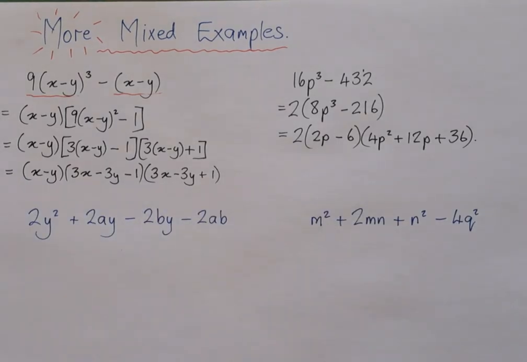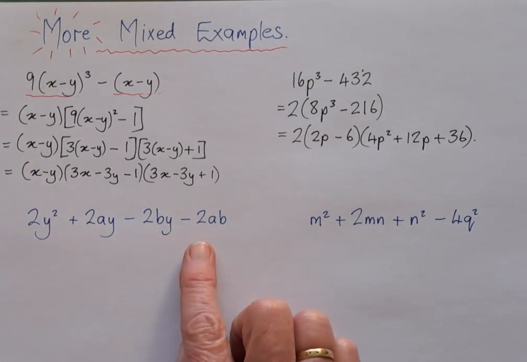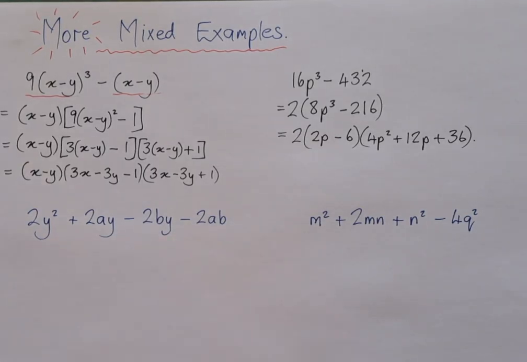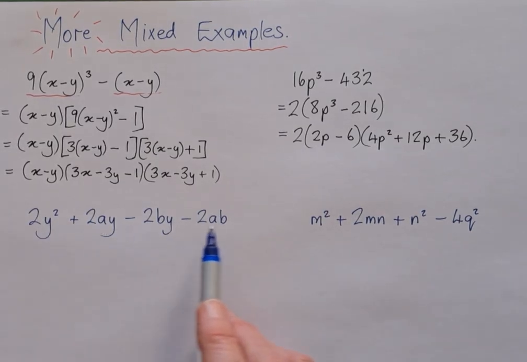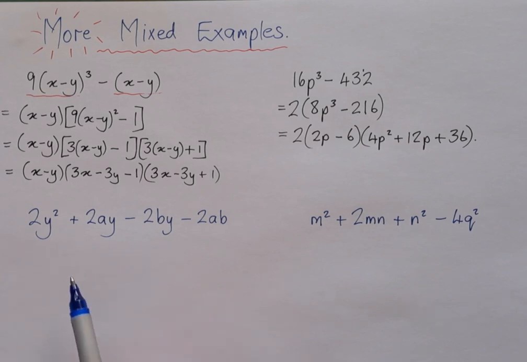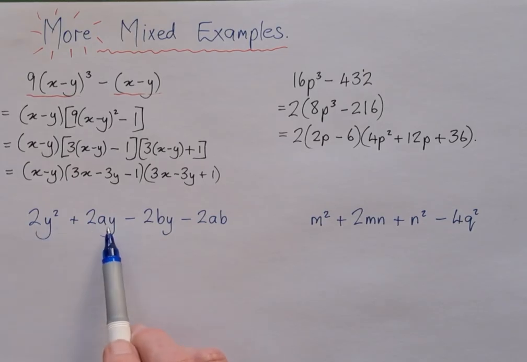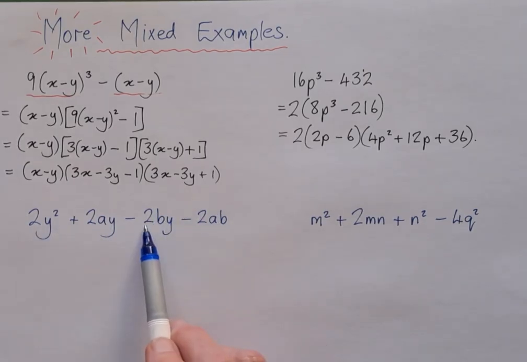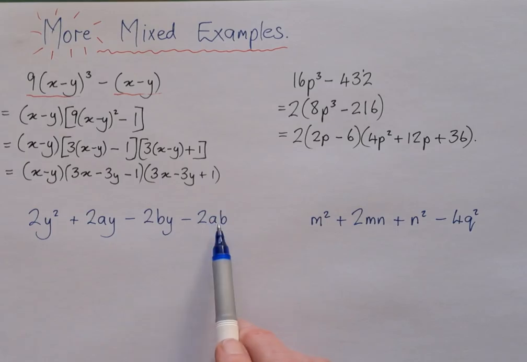So let's have a look at something now that's got 4 terms, and if you remember from previous episodes, as soon as we see 4 terms or 6 terms, the possibility is that we're going to be dealing with grouping. So again, let's analyze. Yes, it looks like grouping because there's 4 or 6 terms. If I look at these 2 terms here, I can take out a common 2y. If I look at those 2 terms there, I can take out a common 2b.